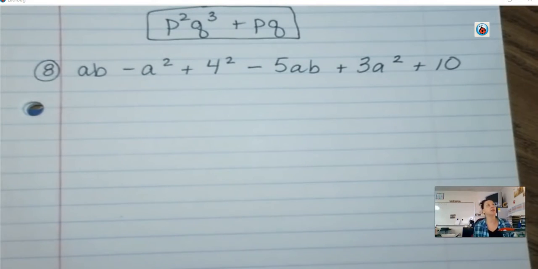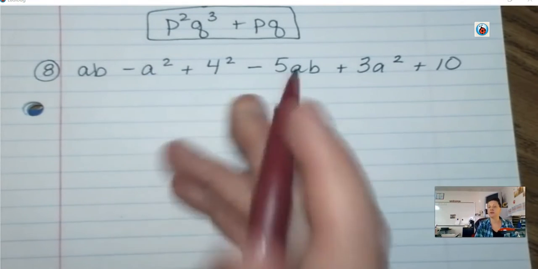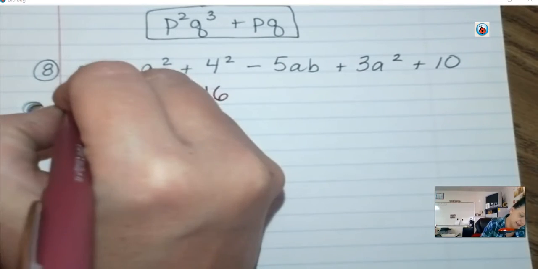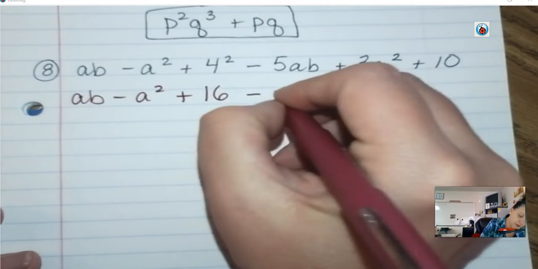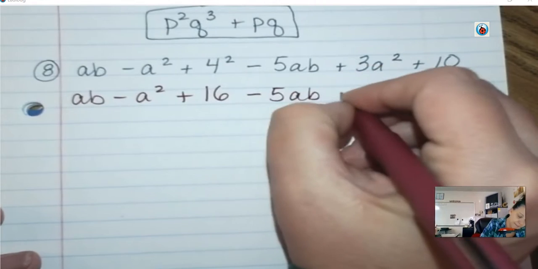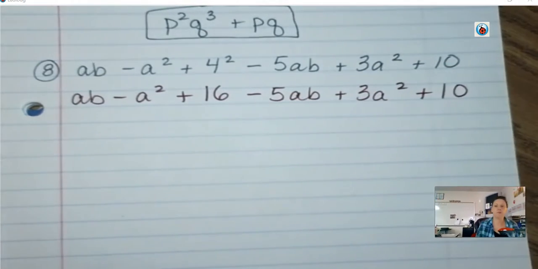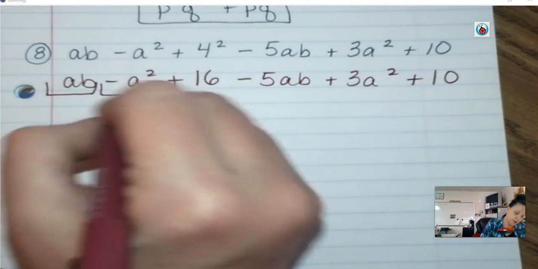Okay, the first thing you want to do is simplify anything. So 4 squared, simplify that first. 4 squared, that's 4 times 4, so that's really 16. So I'm going to write 16 in. So I'm just going to rewrite the whole thing, except I'm going to change 4 squared into 16. Then I'm going to chunk all my terms together. So there's a term, term.